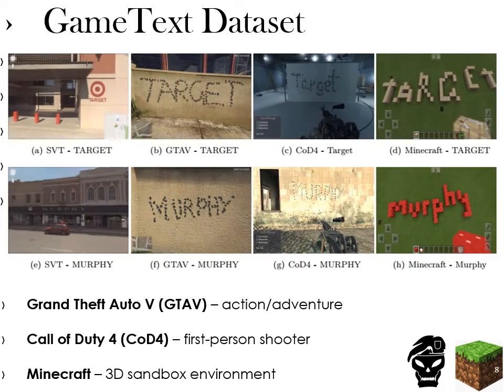And this is just to give you a flavor of the data set. So in the first column, if you look, you've got the Street View text original images, you've got Target and Murphy written down. And we recreate Target and Murphy in the second column for GTA 5, Grand Theft Auto 5, for Call of Duty, and for Minecraft in the very last column.